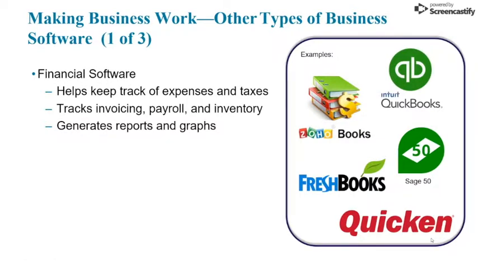Now let's dig into some other types of business software. Financial software like QuickBooks, FreshBooks, Quicken, or Sage 50 are slightly more full-featured and can be used to do more complex calculations than basic Excel or other spreadsheet software. They can keep track of all business expenses from inventory to payroll, anything that might be necessary for a business and its operating.